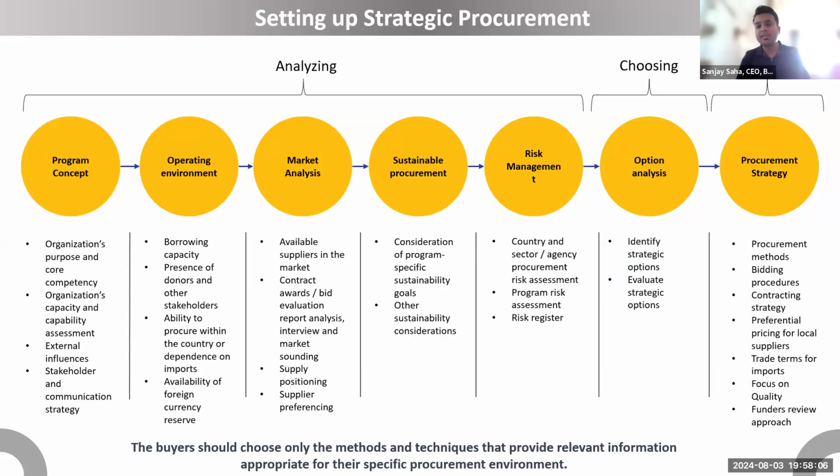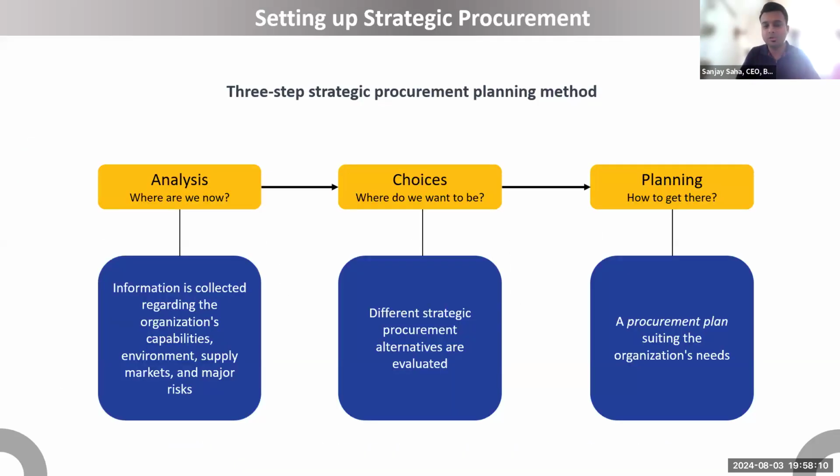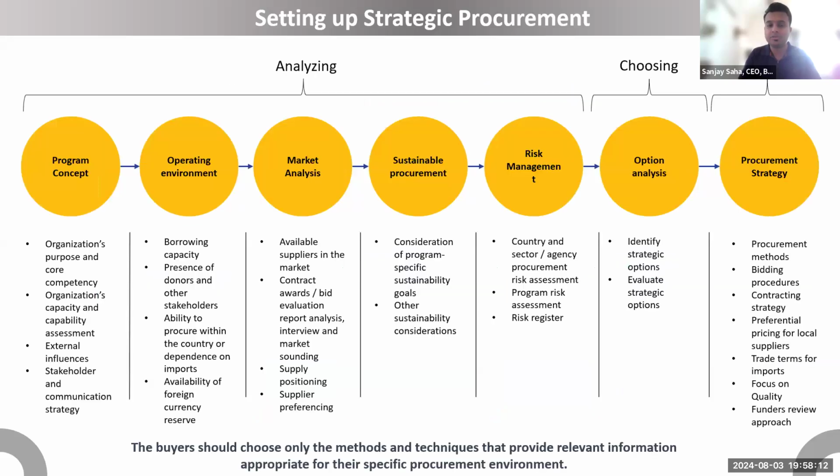Now, this slide is an expansion of the previous one. So I showed you three steps. Now, three steps here, they are slightly more elaborated in this slide. So if you see, the first step, analysis, is broken down into 5 sub steps. Then your choices, and then your strategy and plan.